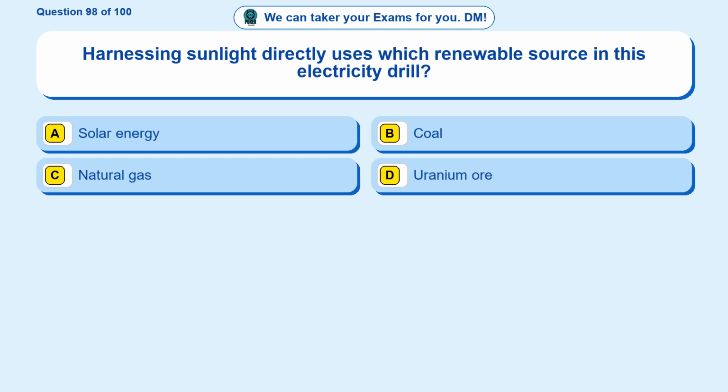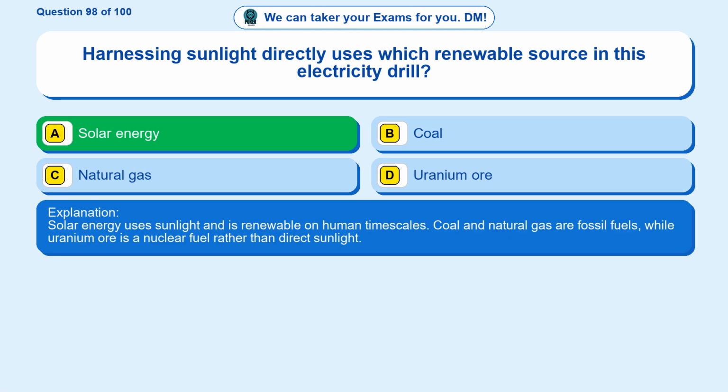Question 98. Harnessing sunlight directly uses which renewable source in this electricity drill? Option A, solar energy. Option B, coal. Option C, natural gas. Option D, uranium ore. The correct answer is option A. Solar energy. Solar energy uses sunlight and is renewable on human time scales. Coal and natural gas are fossil fuels, while uranium ore is a nuclear fuel rather than direct sunlight.